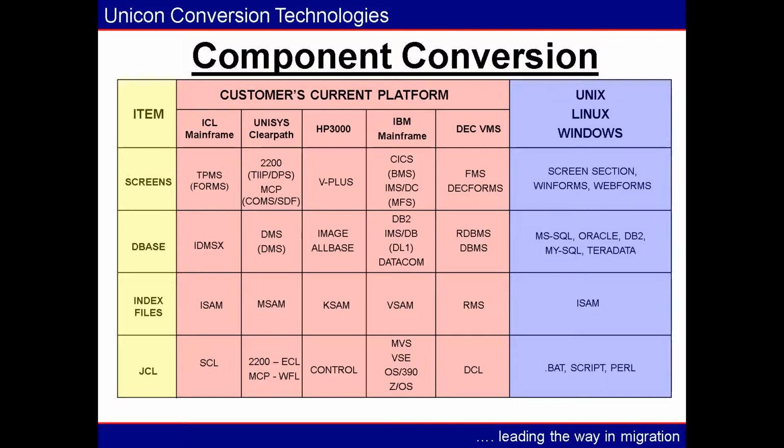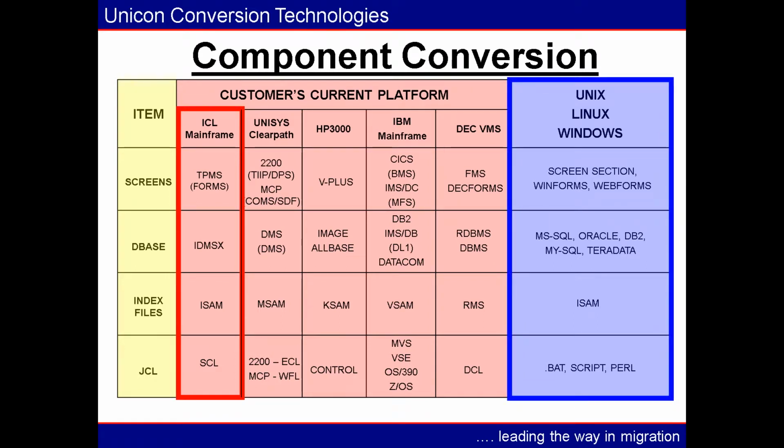This slideshow discusses the example of when the customer wants to move the applications from the ICL VME mainframe to Windows. But this is only an example of the many different migration projects that UNICON has performed, each one tailored to meet the unique needs of each customer.